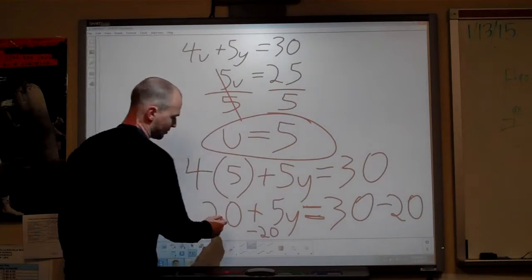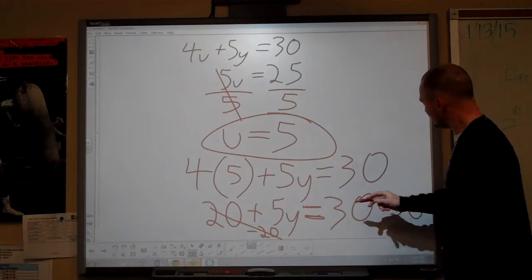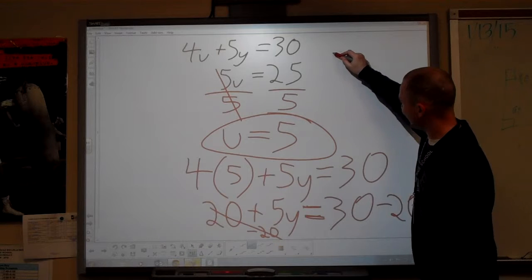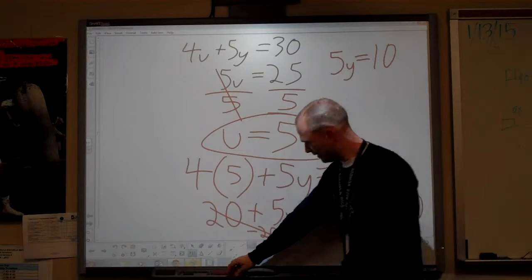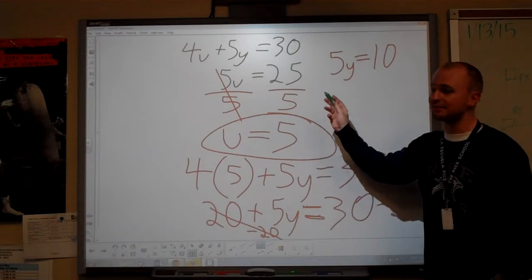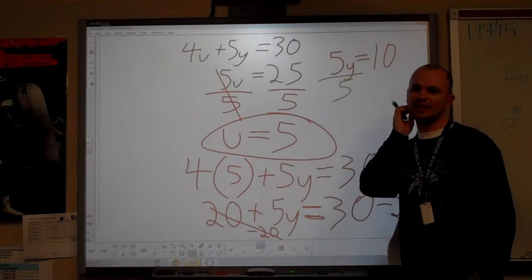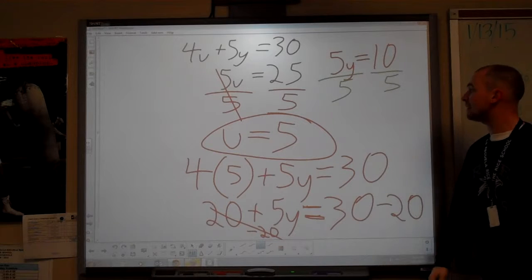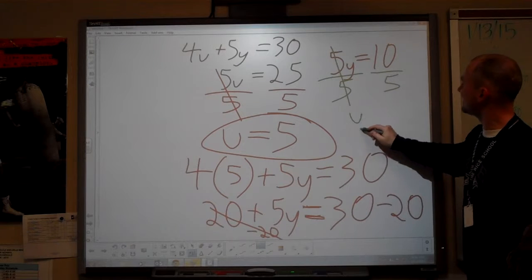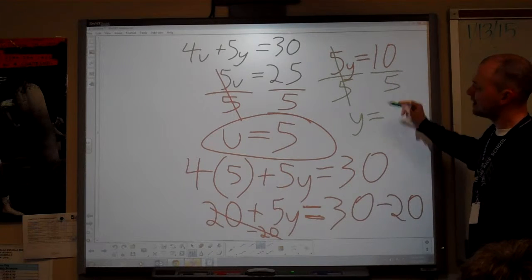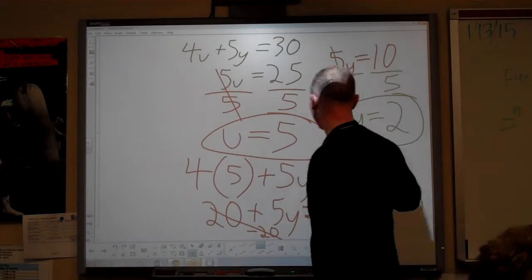So, 5y plus 20 minus 20, they cancel out. So I've got 5y equals 30 minus 20. 30 minus 20 is 10. So 5y equals 10. Now, I want to get rid of this times 5. In order to get rid of a times 5, I've got to divide by 5. In order to keep this equal, if I divide this side by 5, I've got to divide this side by 5. So y times 5 divided by 5, they cancel out. I get y equals 10 divided by 5. 10 divided by 5 is 2. So in this case, u equals 5, y equals 2.